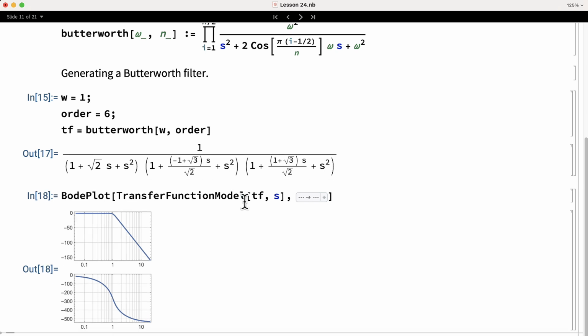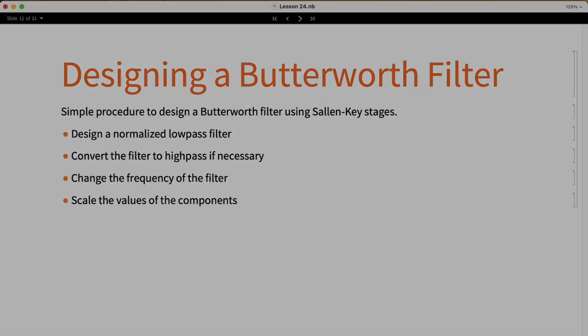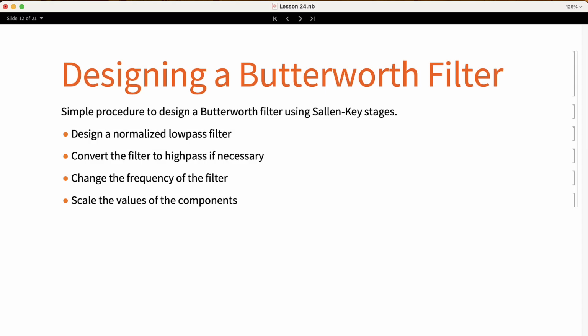Let's see the steps to design a Butterworth filter using Sallen key stages. We can outline the procedure in 4 steps. The first one is to design a normalized low-pass filter. Normalized means that it has a cutoff of 1 radian per second. Then we can convert the low-pass filter into a high-pass filter if that's what we want. The third step is to change the cutoff frequency to the frequency we want to have in the filter. Last, we scale the component values so we have more reasonable values. Let's make a design example showing all these steps.